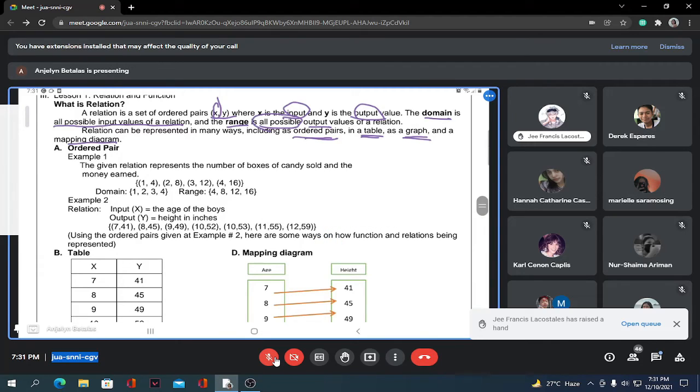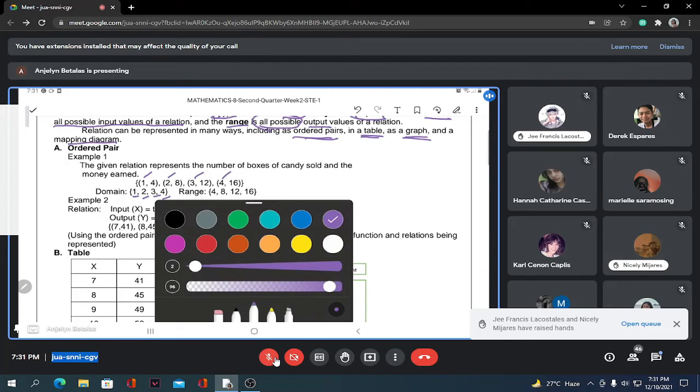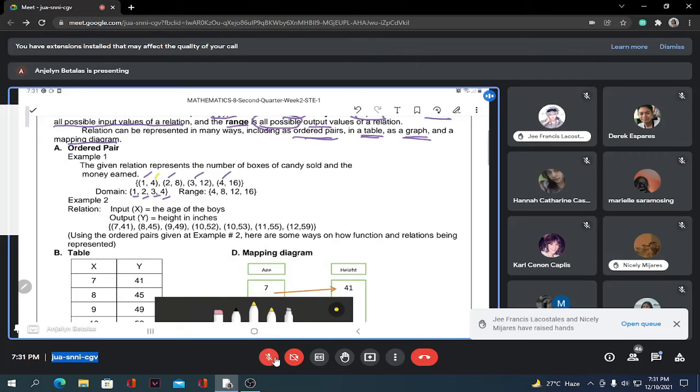Okay. So ordered pair. Example here: the given relation represents the number of boxes of candy sold and the money earned: (1, 4), (2, 8), (3, 12), (4, 16). X is the input and Y is the output. The set of all inputs X is 1, 2, 3, 4. The set of outputs Y is 4, 8, 12, 16. So that is the relation.